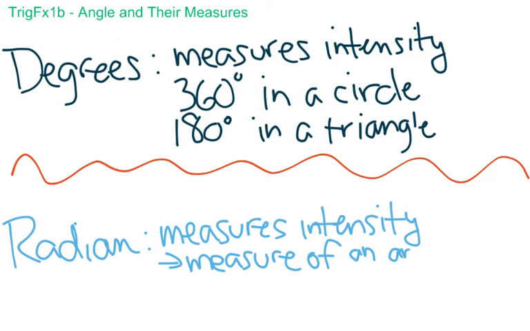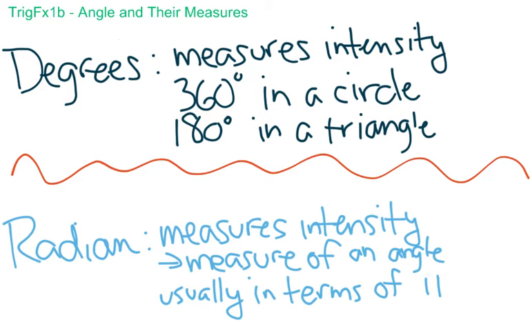And usually these measurements that we work with radians are in terms of pi. So I might as well write that. Usually in terms of pi. So if we were to convert a degree measurement of an angle into radian measurement, it will still give us the same thing that we want. It'll still be a measure of an angle, but it will be more of a metric measurement. It's not going to be out of 360 degrees.